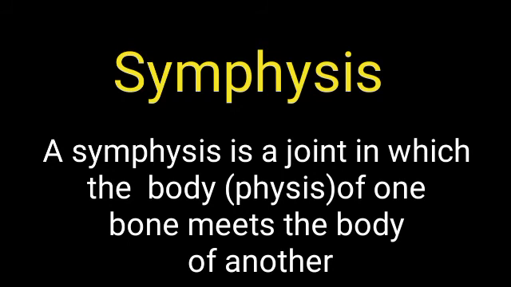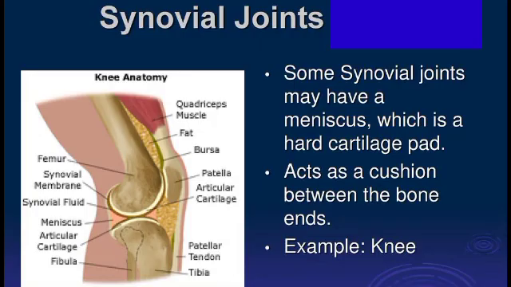A symphysis is a joint in which the body of one bone meets the body of another. When two long bony surfaces are connected in a joint by a broad flat disc of fibrocartilage, it is known as a symphysis joint. Another type of joint is the freely movable joint. These joints are also called synovial joints. The human body has most of its joints of this type.